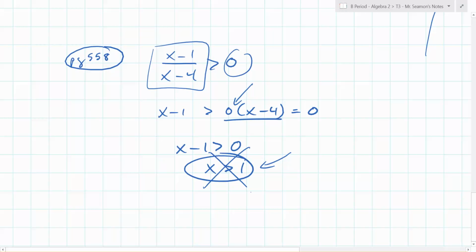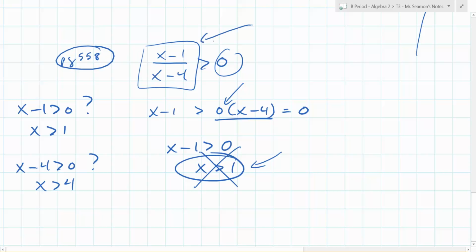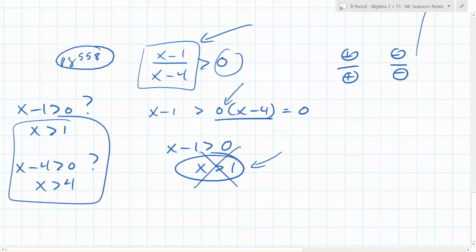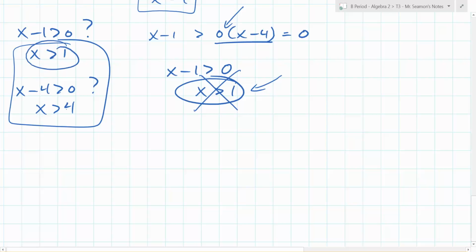So the way you do this one, and again, this is only one question, is you ask yourself, when is this positive? Well, it's positive when X is greater than 1, right? Yeah. When is X minus 4 positive? When X is greater than 4. So this fraction is positive when it's positive over positive, or negative over negative, right? So when are both of these true?